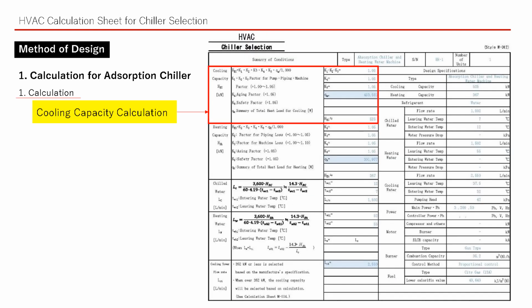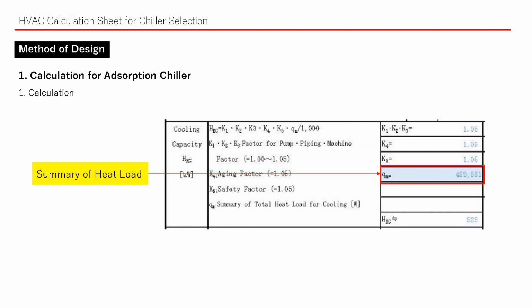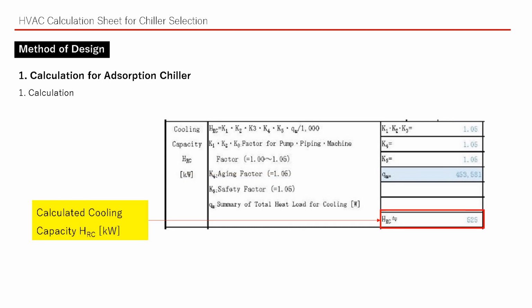We will explain the detail of cooling capacity calculation. Here is the formula. Here are each of the factors. Here is the summary of heat load. This value is to be calculated from another calculation sheet. Generally, put the peak load from heat load calculation or the total value of capacity of air handling unit. Then, we can get cooling capacity.